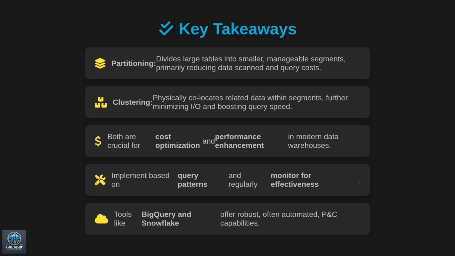To summarize, partitioning divides large tables into smaller, manageable segments, primarily reducing the data scanned and thus query costs. Clustering then takes it a step further by physically co-locating related data within those segments, further minimizing input-output operations and boosting query speed. Both techniques are absolutely crucial for cost optimization and significant performance enhancement in modern data warehouses. Remember to implement these strategies based on your actual query patterns and to regularly monitor their effectiveness. Fortunately, platforms like BigQuery and Snowflake offer robust and often automated partitioning and clustering capabilities to help you achieve this.